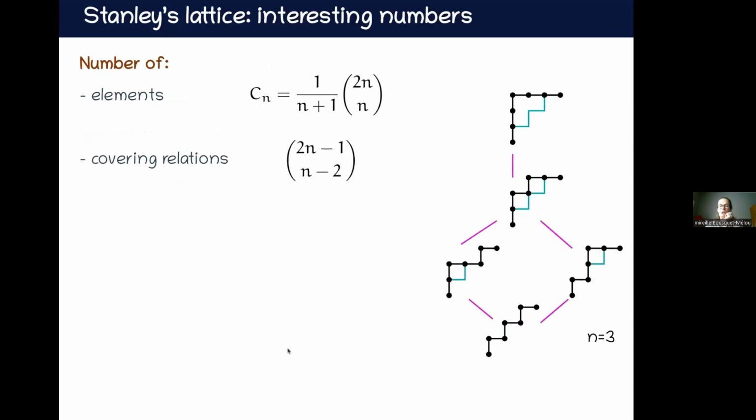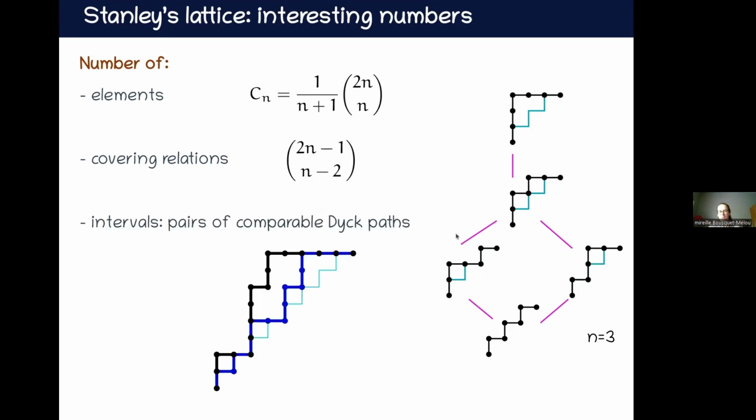Now, since we all like to count, there are many things that we can count in this lattice. Of course, the number of elements is the Catalan number. You may also want to count the number of covering relations. This is the number of purple edges here, the edges of the Hasse diagram. In this case it's 52, but in general it's a binomial coefficient. Really, the number of covering relations is the number of Dyck paths with a marked valley, because you have a covering relation per valley.